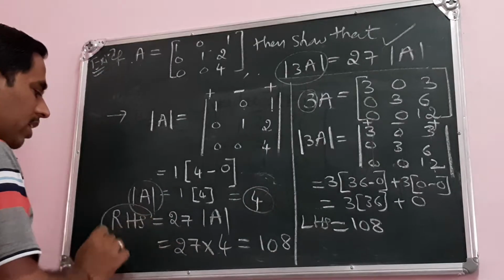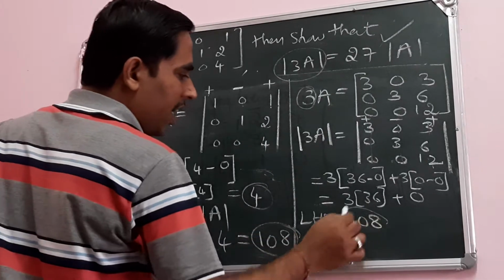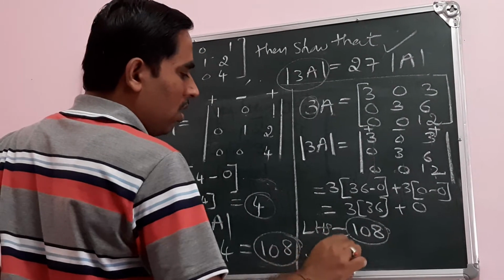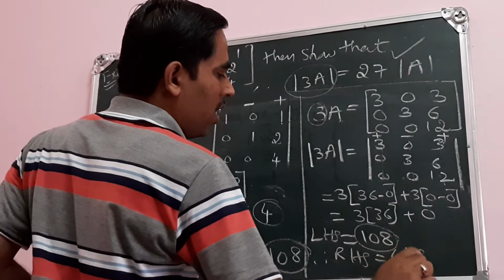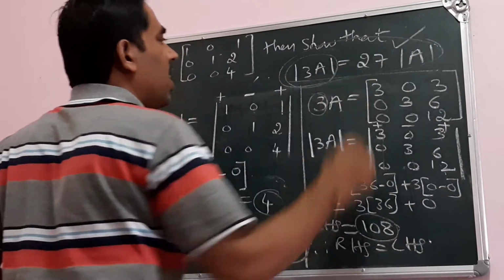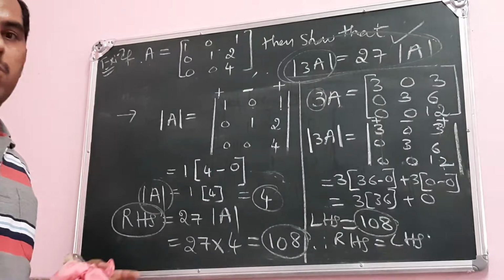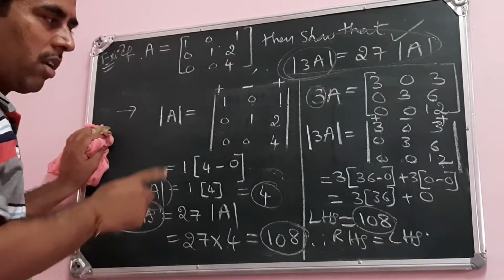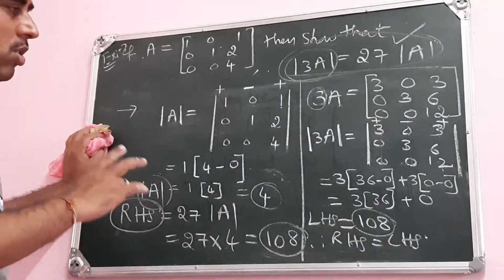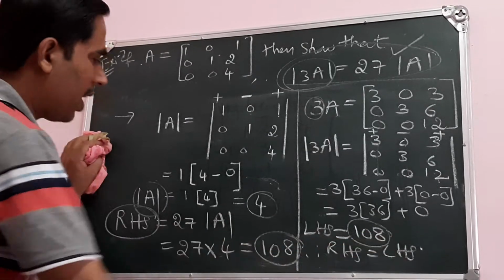Compare the RHS and LHS: the RHS is 108, and the LHS is also 108. Therefore, RHS is equal to LHS. So the determinant of 3A is equal to 27 times the determinant of A. Observe carefully here. We have worked out the solution, so the solution is over. LHS is equal to RHS.